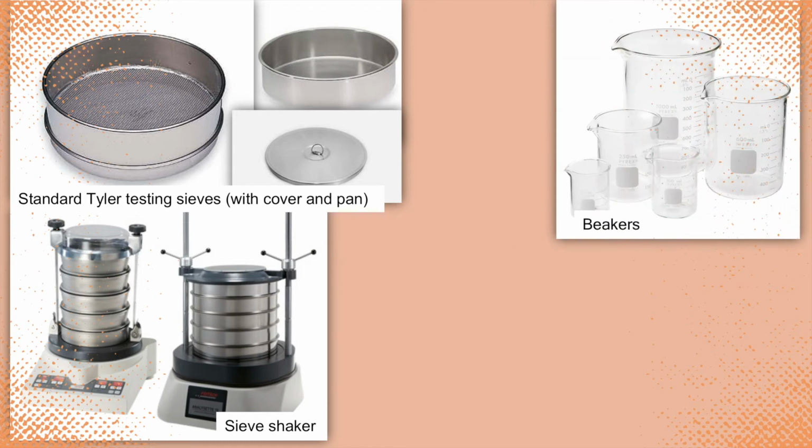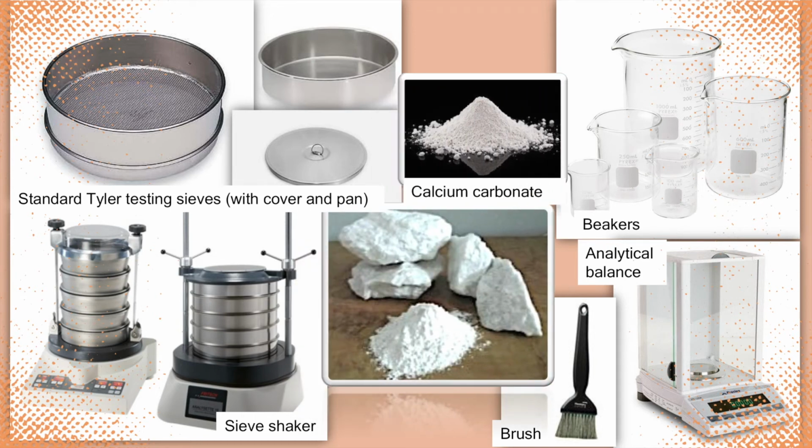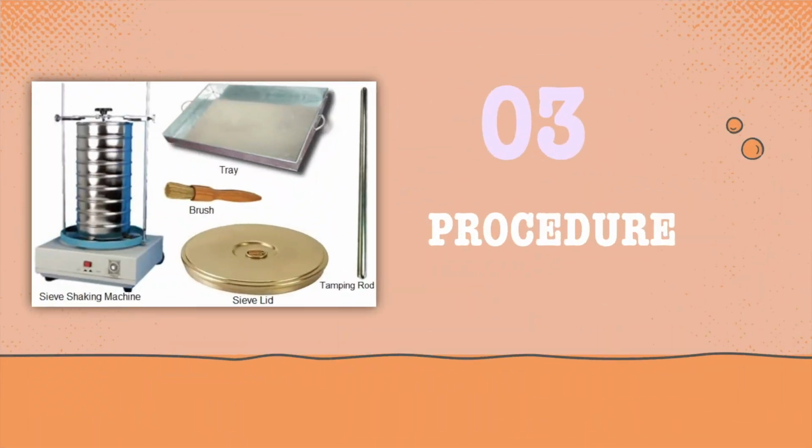Beakers are used for holding or containing measuring liquids, solutions, chemical reactions, and so on. An analytical balance is used to accurately measure the mass of the sample. And a brush is for cleaning. And lastly is the calcium carbonate as the dry sample of this experiment. So now let's proceed to the procedure of the screening lab experiment.